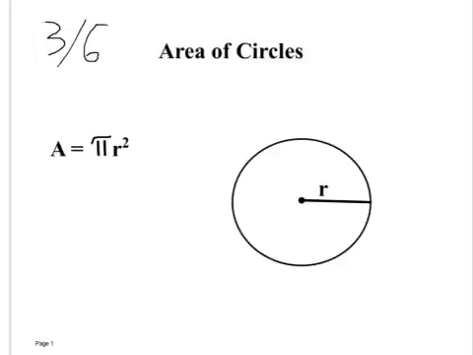Area of circles. Area equals pi r squared. Pi times the radius times the radius.